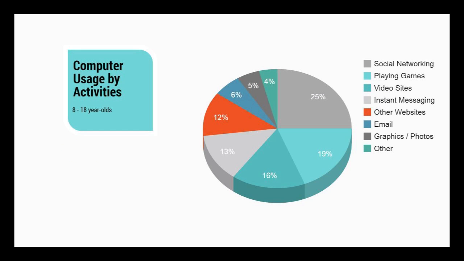This was a study between the ages of 8 and 18-year-olds. This one shows the computer usage by activities. The majority of these people used computers for social networking, followed by playing games, then video sites, instant messaging, and furthermore.